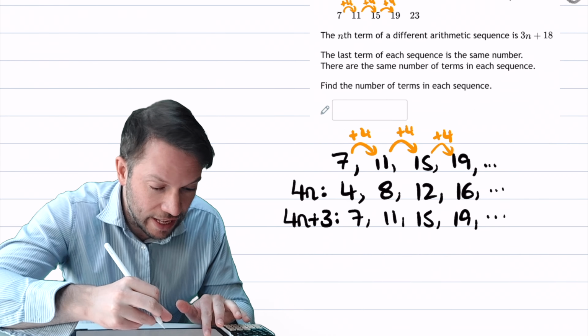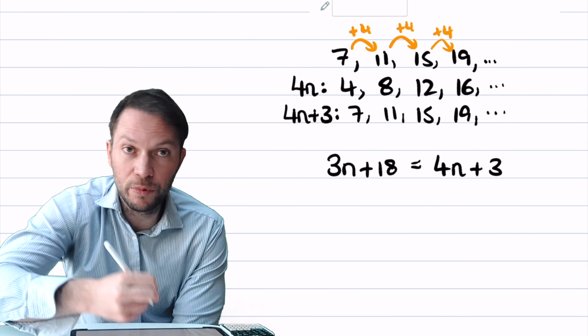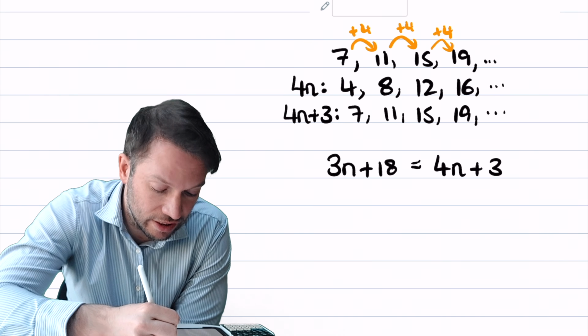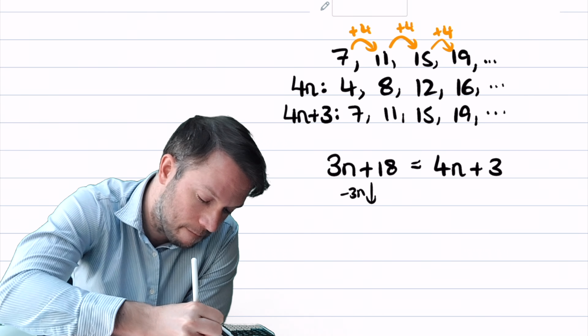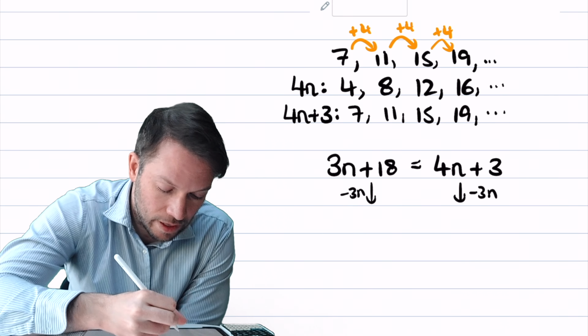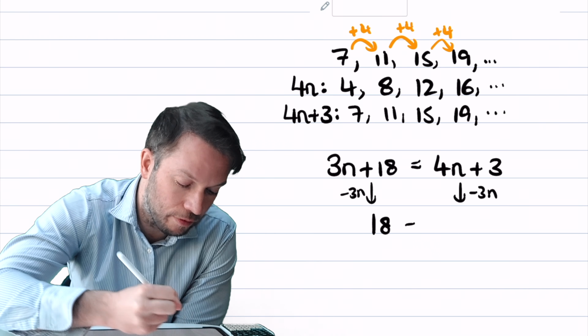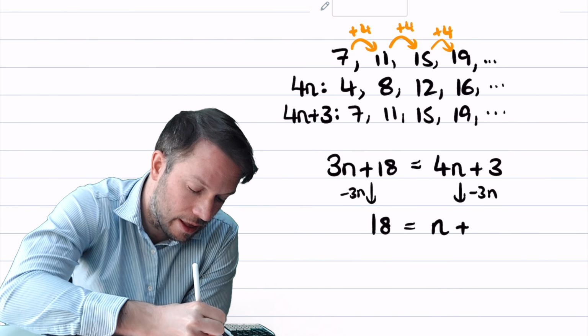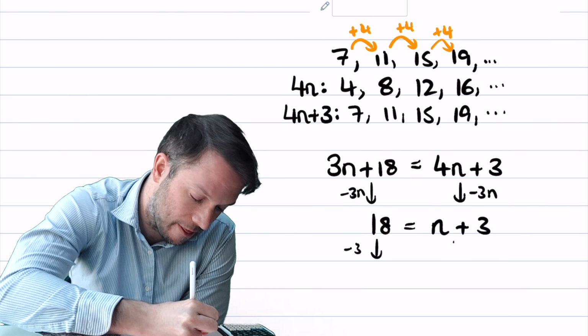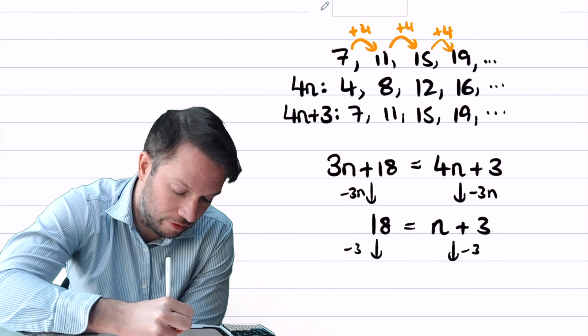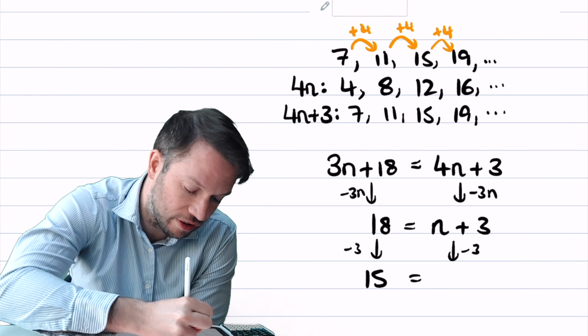Now there's more n's on the right-hand side than the left-hand side, so we want to get the n's on the right-hand side. So to get rid of that 3n, I subtract 3n from both sides. That just leaves 18 here, and 4n minus 3n is n. And then to get rid of that plus 3, I just subtract 3 from both sides. 18 minus 3 is 15, and then we're just left with n.